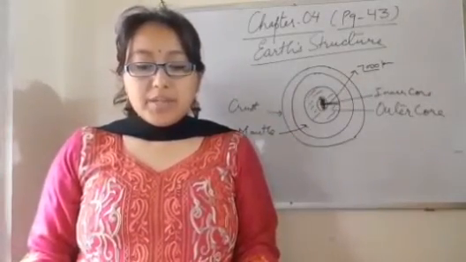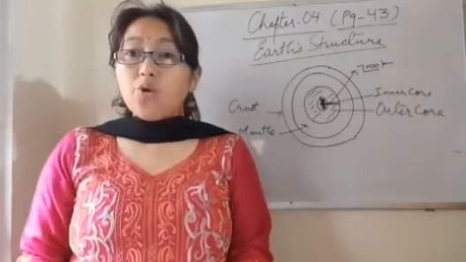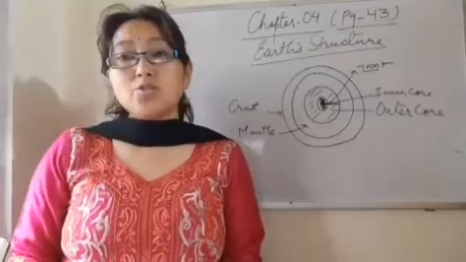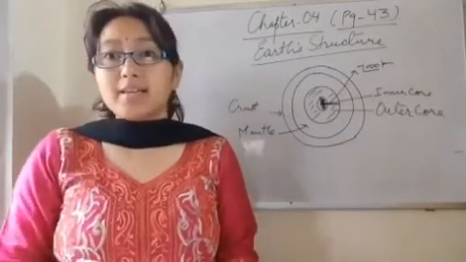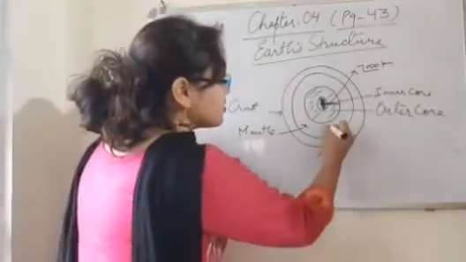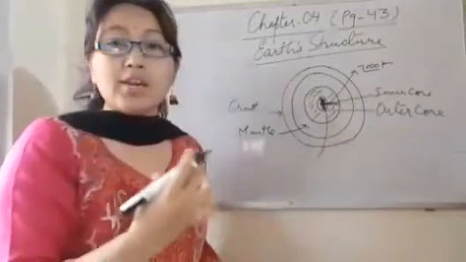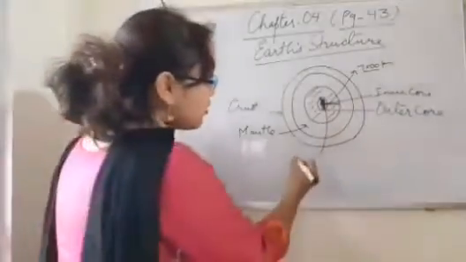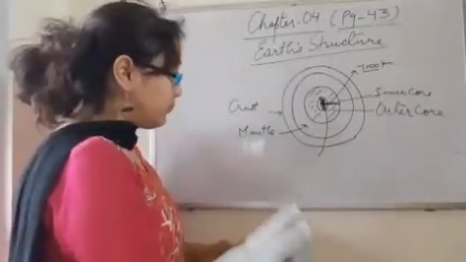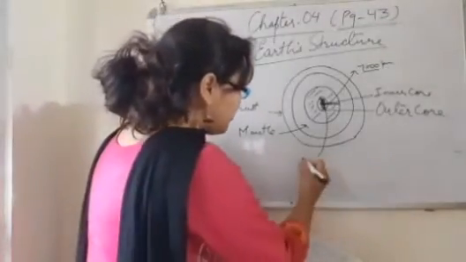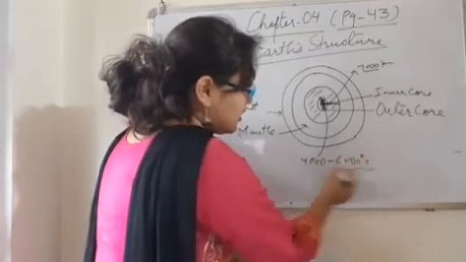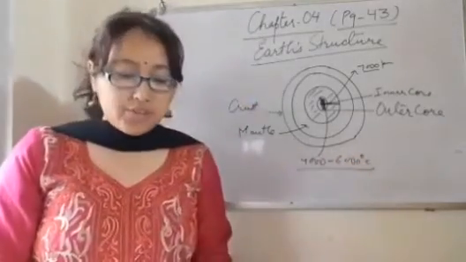In general, the temperature of the core ranges between 4,000 degrees Celsius to 6,000 degrees Celsius. That is why this core has an enormous amount of heat and pressure also. So it has a temperature of 4,000 to 6,000 degrees Celsius.